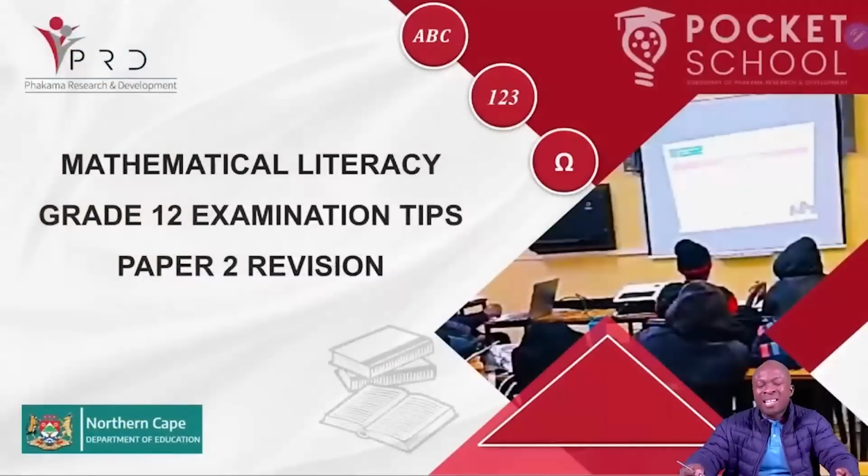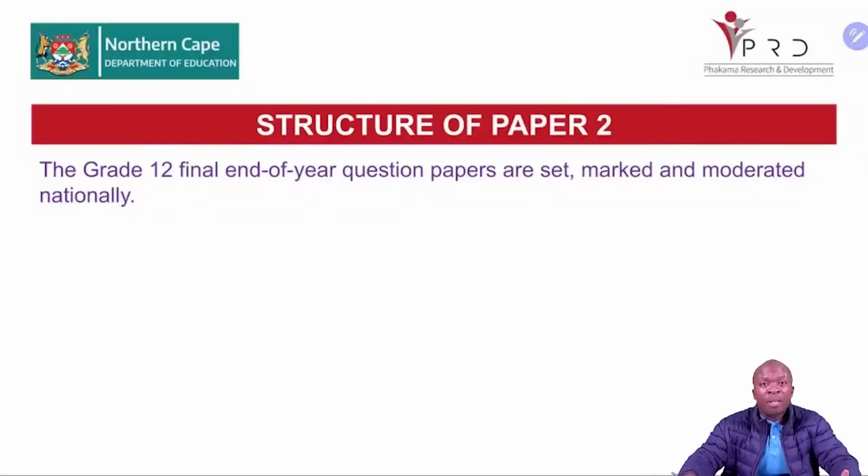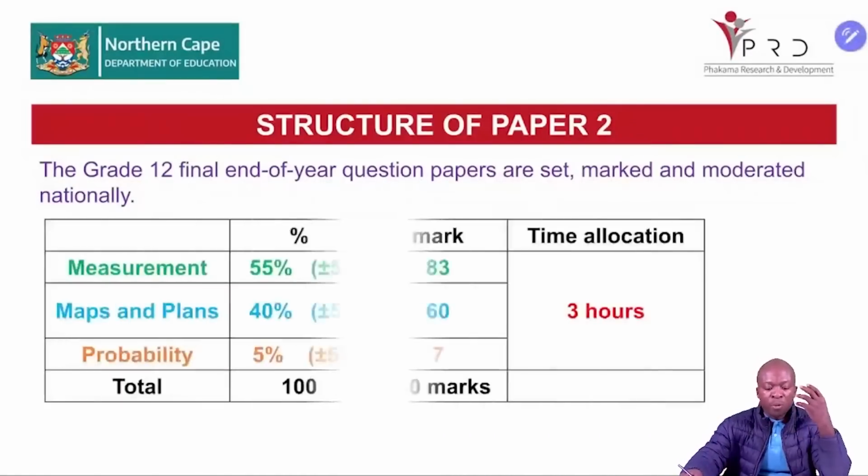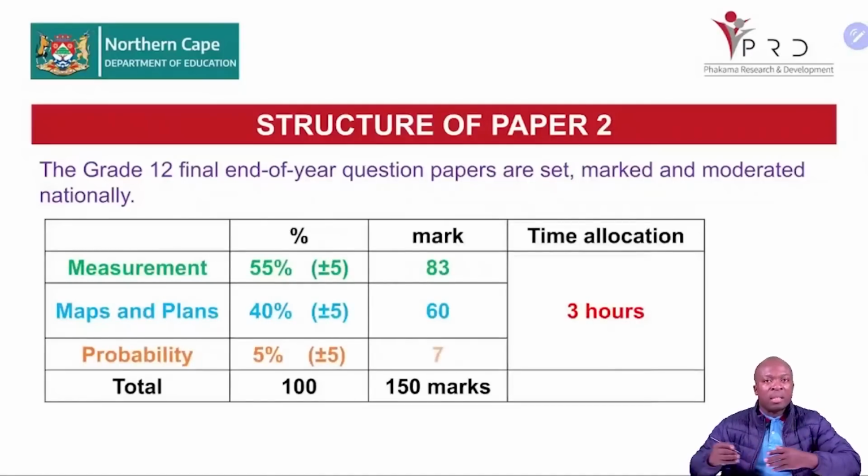All right, so let's get some tips that you can take with you during the examination. You know the paper by now, it is supposed to be out of 150 marks for paper 2. So which topics are we looking at? You're looking at measurements, maps and plans, and probability. But how are the marks distributed? Measurement is going to count for about 83 of the marks. Maps and plans will count for about 60, and then probability will count for about 7, plus minus. So with these 150 marks, you are supposed to write it in a period of 3 hours.